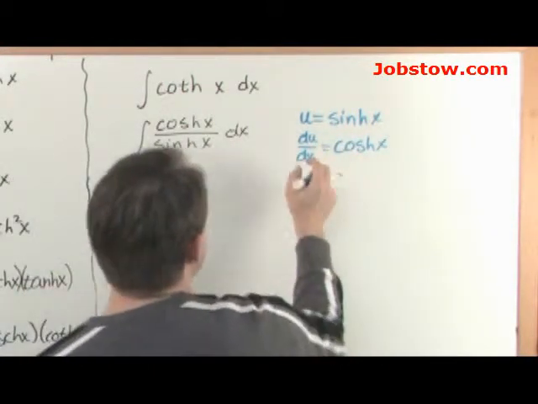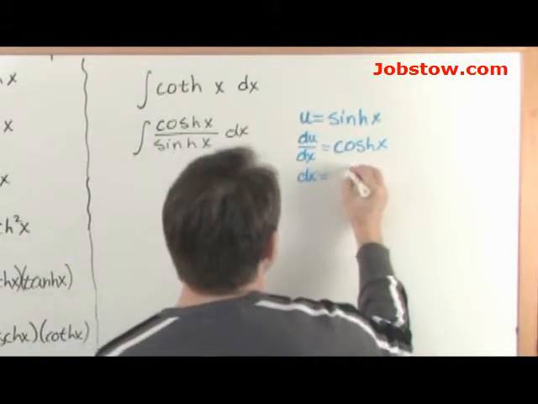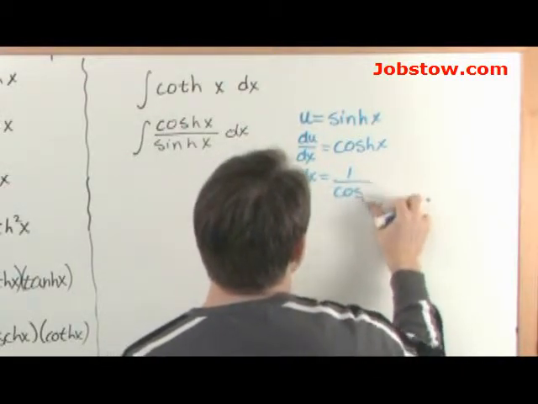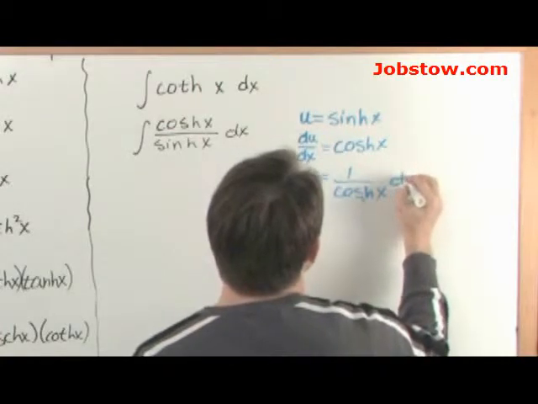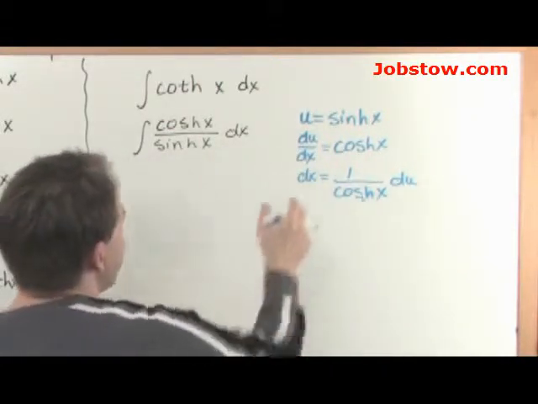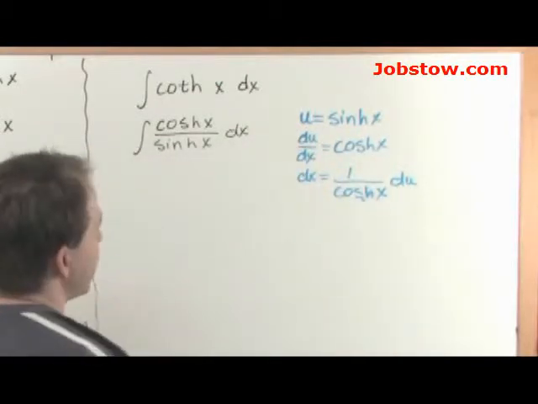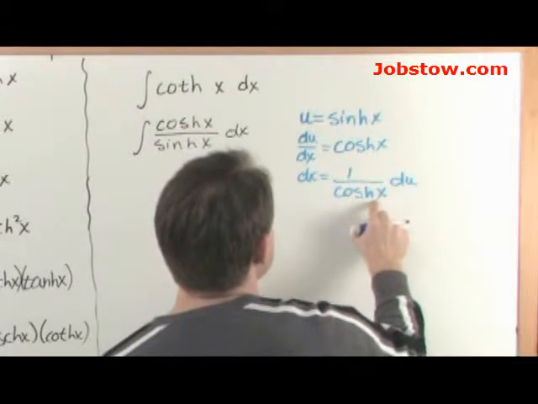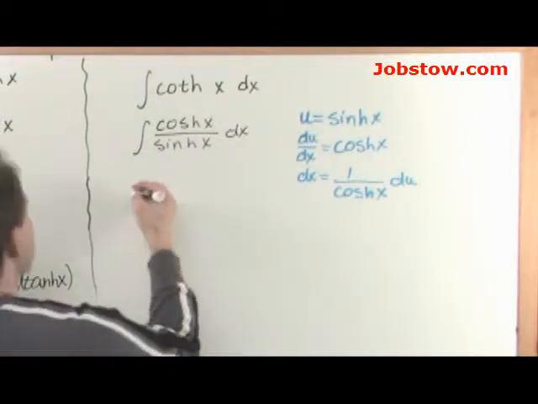And now we're going to solve for dx, because I'm going to end up using that when I do my substitution. So it's going to be 1 over the hyperbolic cosine of x times du. Make sure you convince yourself of that. You move the dx over here, and then you divide by hyperbolic cosine to get dx by itself. So dx is 1 over hyperbolic cosine times du. Now let's go ahead and do our substitution and see if it makes our life easier.